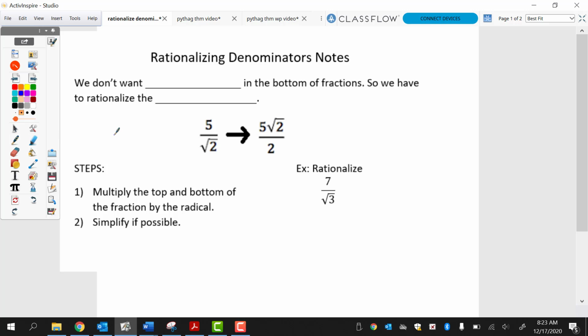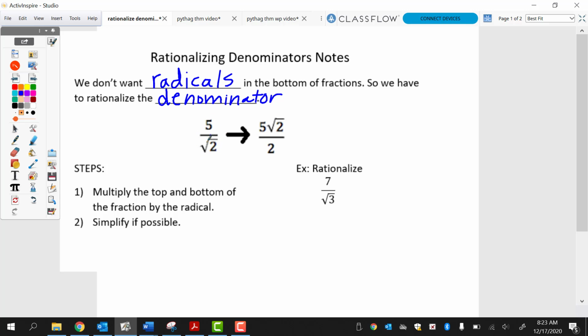Okay, so now that we know how to simplify radicals in the square root, sometimes we're going to have fractions, and we don't want radicals, aka square roots, in the bottom of fractions. So we have to rationalize the denominator. The denominator is the bottom of the fraction. So that means we have to get rid of the square root from the bottom.